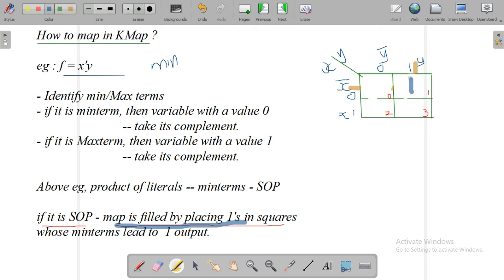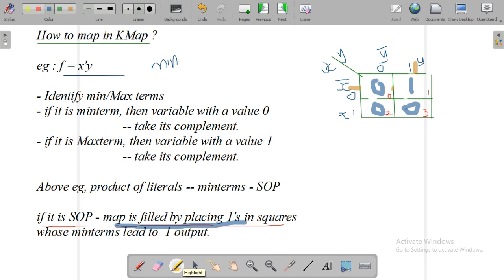You don't need to draw like this, you can just fill in the values. For the corresponding cell x dash y, we are placing the value 1. In the remaining cells, no other minterms are there in this expression, so we fill them all with zeros.